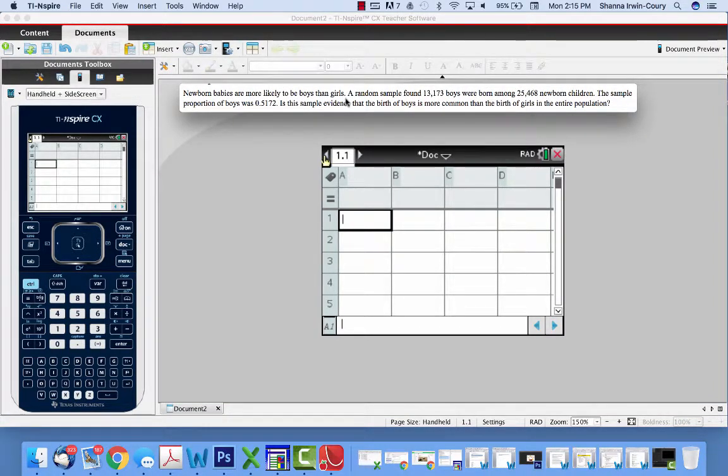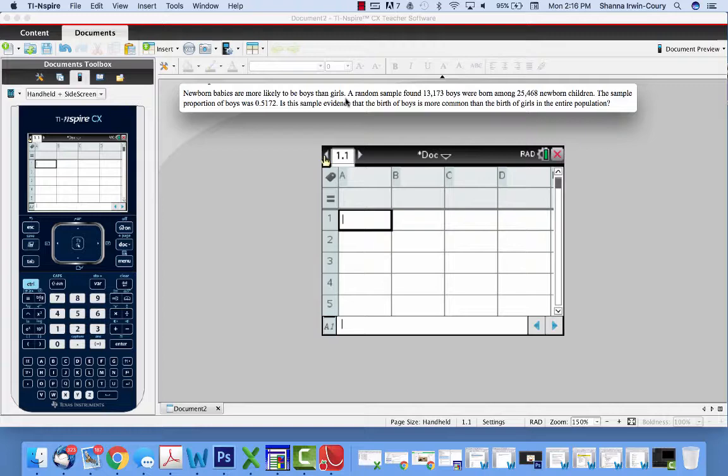So this says newborn babies are more likely to be boys than girls. That's someone's claim. A random sample found 13,173 boys were born among 25,468 newborn children. The sample proportion then was 0.5172. So that's bigger than 0.5. The question is, is this evidence that in the entire population the birth of boys is more common than the birth of girls? That's what we're trying to prove.